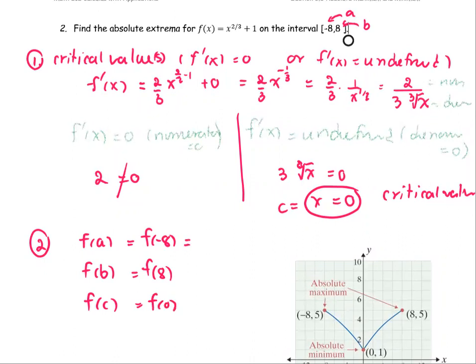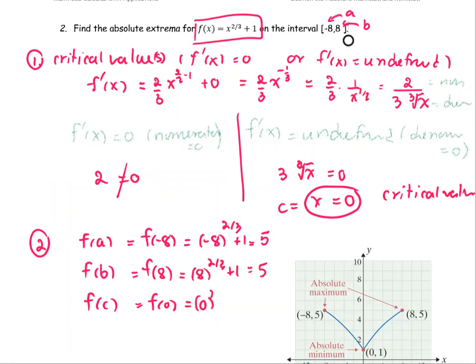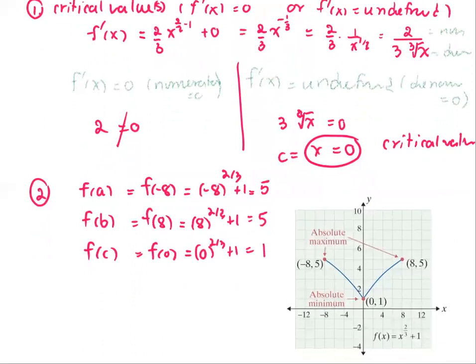To plug the values in, we use the original function, f of x equals x to the 2/3 plus 1. So (-8) to the power 2/3 plus 1 comes out to be (-2)^2, which is 4. 4 plus 1 is 5. And for the value 8, we compute the same way to get the value 5 as well. And 0 to the power 2/3 plus 1 returns the value 1. Now we have the ordered pairs for each point. At A, -8, the function value is 5. At B, 8, the function value is 5. And at the critical value where the derivative is undefined, the ordered pair is (0, 1).